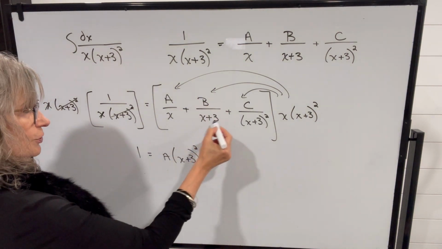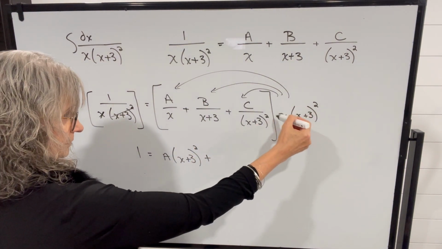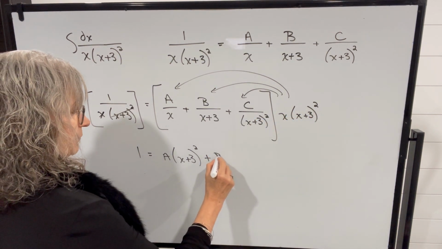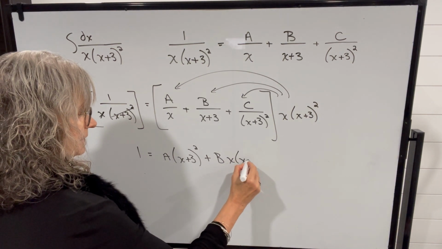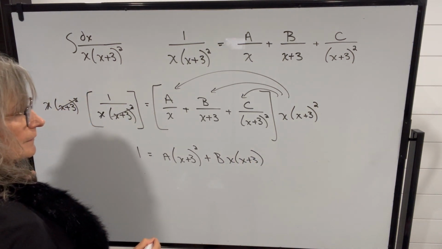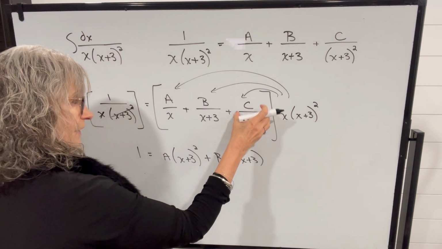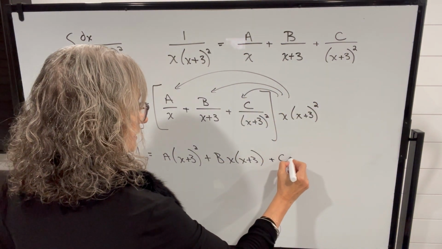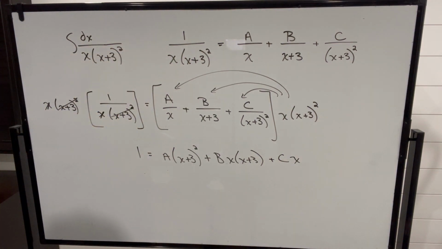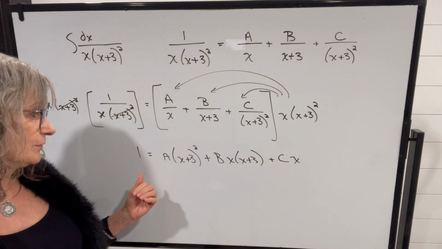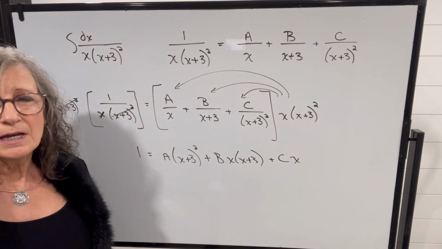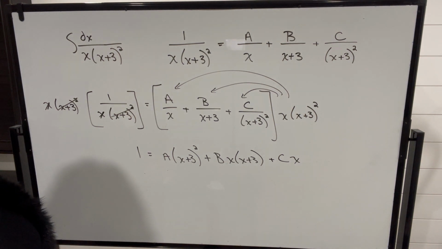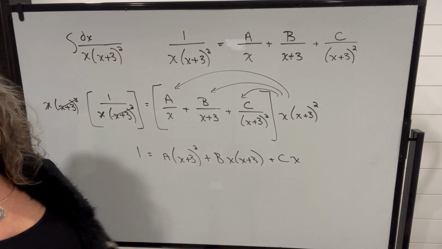Then when I multiply this term by this lowest common denominator, the x plus 3 factor cancels, and I'm left with another x plus 3 as well as an x. Then the last fraction, when I multiply by this, the x plus 3 squared cancels, so I'm left with c times x. Again, there's different ways that we can find the value of a, b, and c. I'm going to do what I think might be the easiest for you, and we're going to start by choosing values of x that make these factors equal to 0.